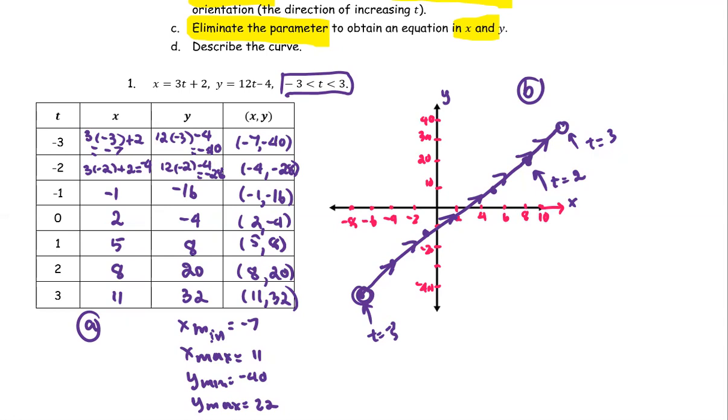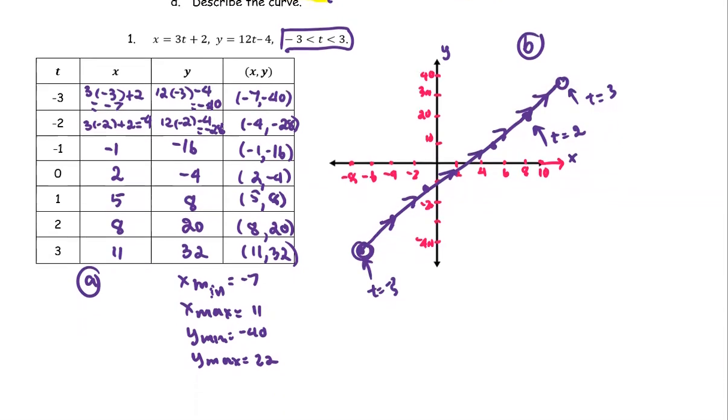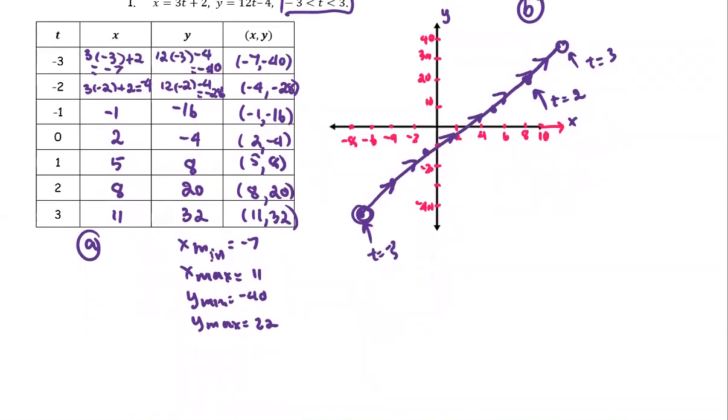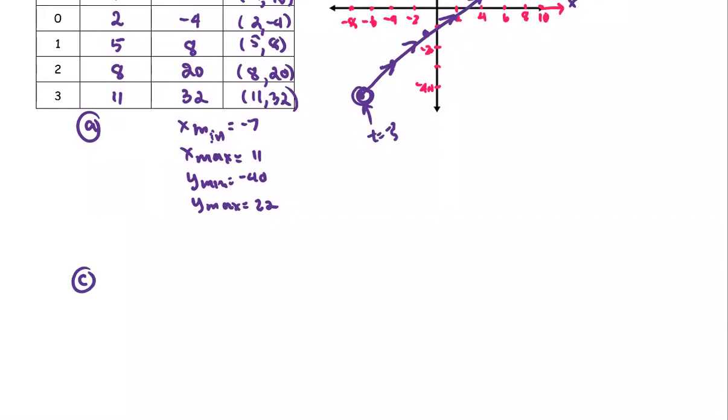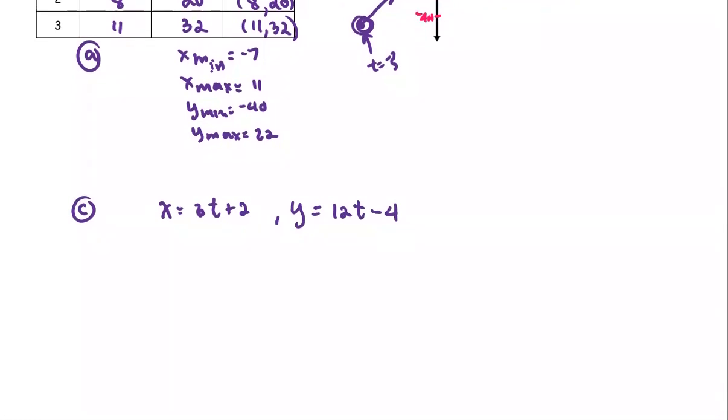And then part C, we're gonna eliminate the parameter, which means the parameter t, to obtain an equation in x and y. As x equals 3 times t plus 2, and y is 12t minus 4, we're gonna rewrite x in terms of y or y in terms of x, either way, but t will have to be gone. There are different ways to do this. One of the ways is to eliminate the t by rewriting t in terms of either x or y and then substitute into the other one.